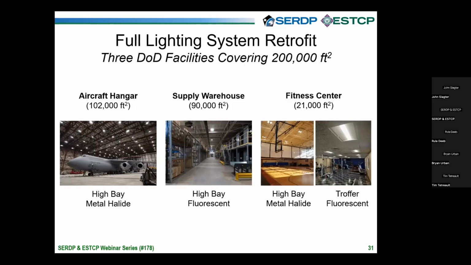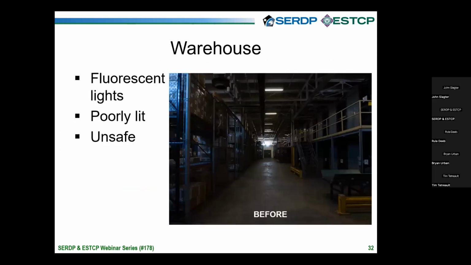The next case was a supply warehouse that had a couple of different areas, a shipping receiving area, some storage area, and a shop, and then a fitness center, which had a basketball court, racquetball court, and then some adjacent troffer low bay spaces for fitness rooms and office space as well. So if you check out our report on the ESTCP website, you'll get to find more information on all of this. We'll start here with the warehouse. This was lit by fluorescent lights.